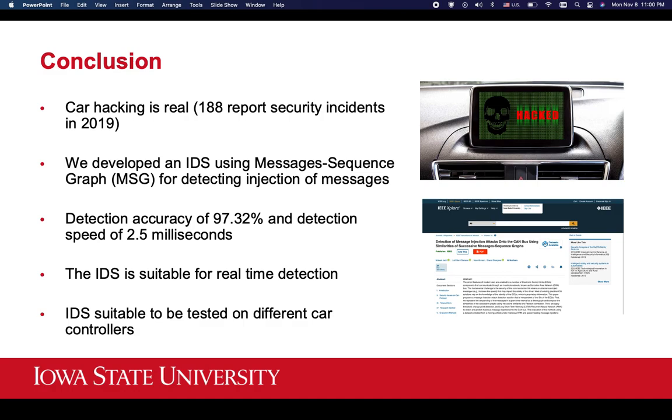So car hacking is real. There were more than 188 reported security incidents in 2019, and it's scary to see that the number of reported vulnerabilities in ECUs and the CAN bus keeps increasing. We developed an IDS using message sequence graphs for detecting injection of messages, and we have a detection accuracy of 97.3% with a detection speed of 2.5 milliseconds. So the IDS is suitable for real-time detection, and it can be tested on different car controllers.